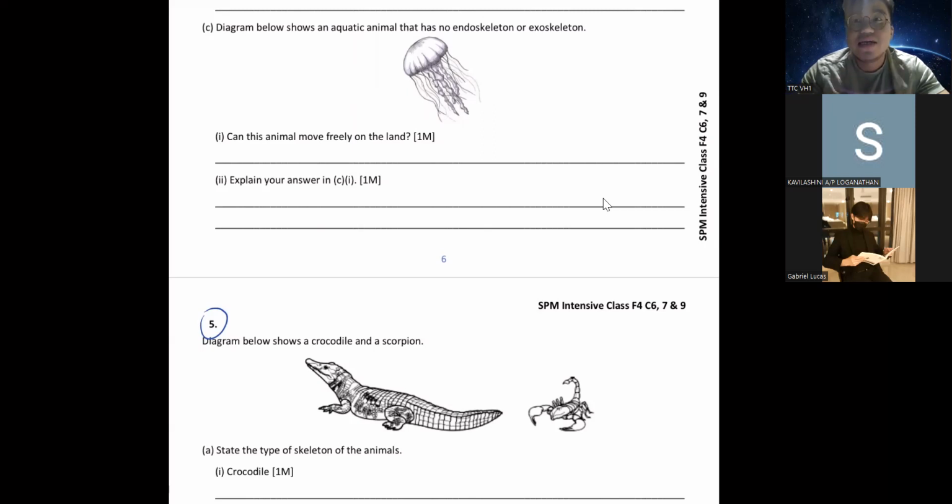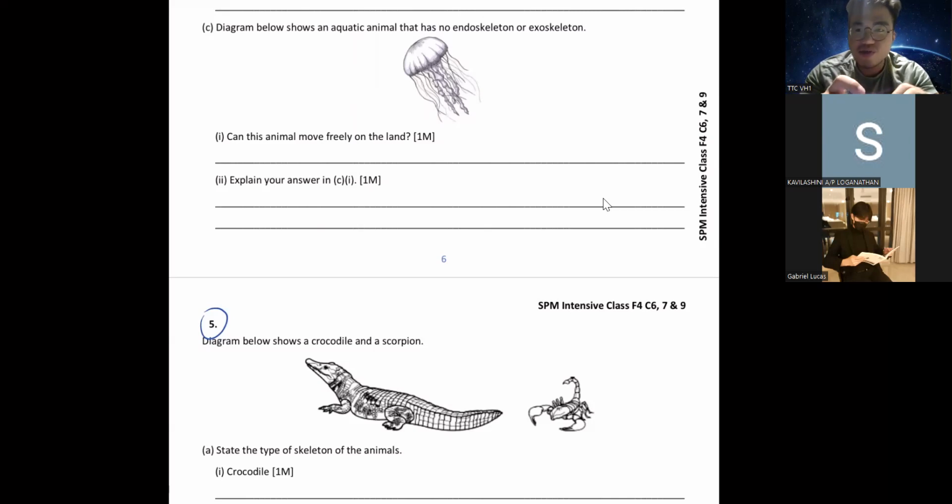Again, this animal uses a hydrostatic skeleton and it requires water. You have to talk about the support. You don't just say because it's an aquatic animal. So you need to be to the point and specific. Are you guys okay? Okay, cool. Gabriel, are you following?